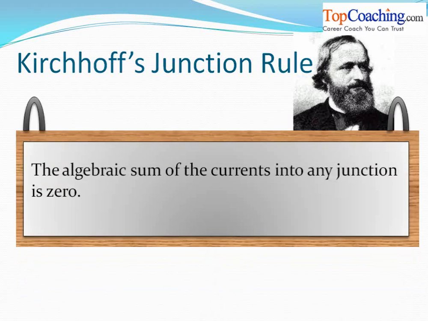Kirchhoff's junction rule states that the algebraic sum of the currents into any junction is zero. Sigma I is zero. Now what does this rule mean and how is this rule useful? Actually, the language of this rule is quite difficult, but the rule itself is quite simple.